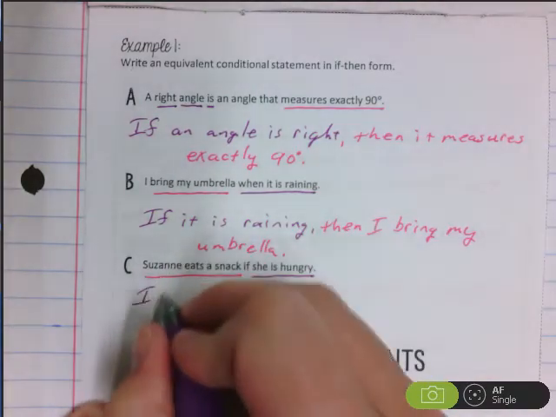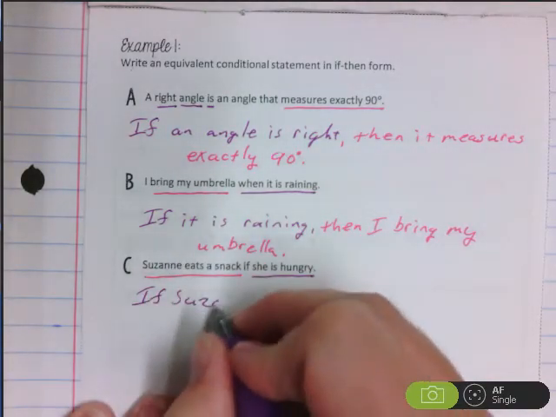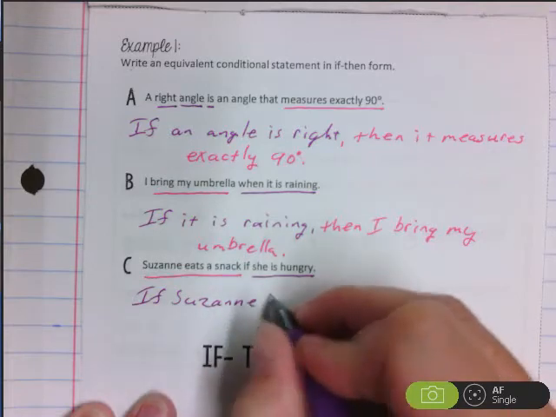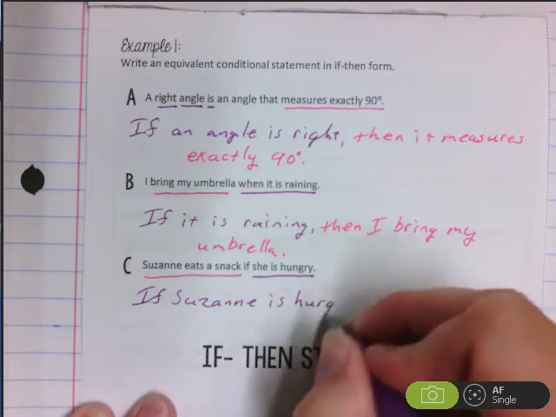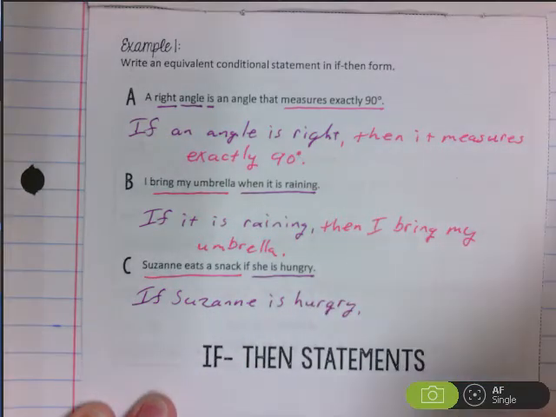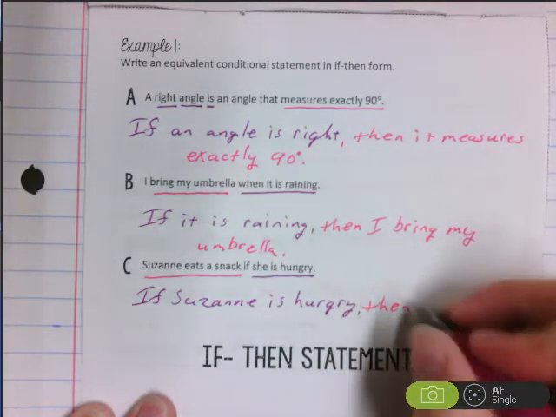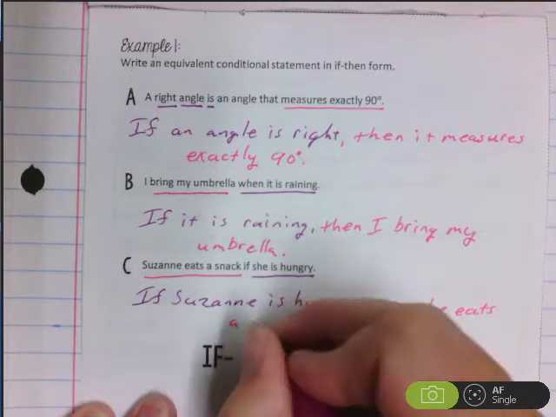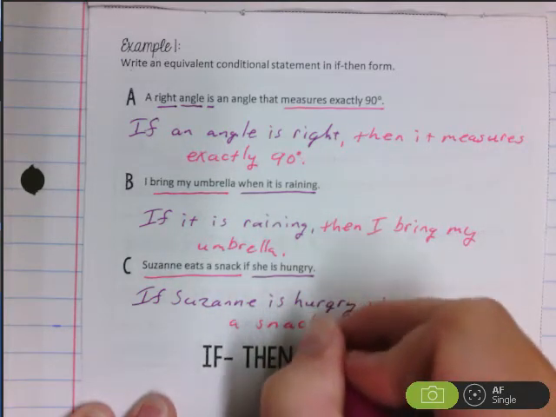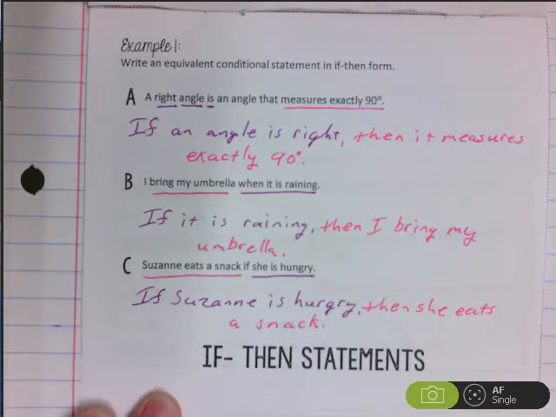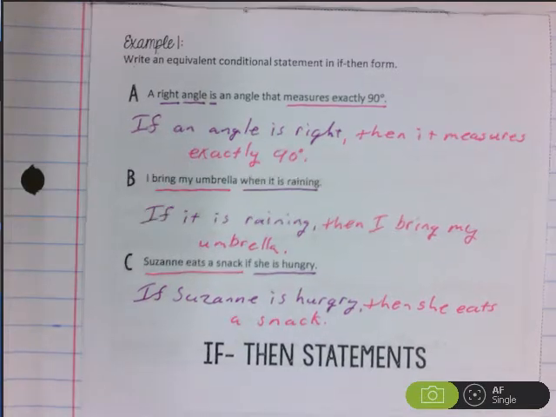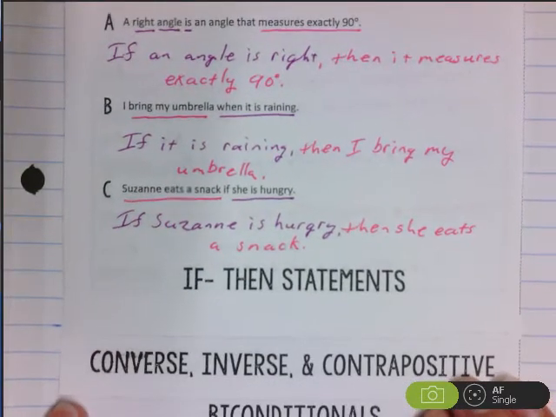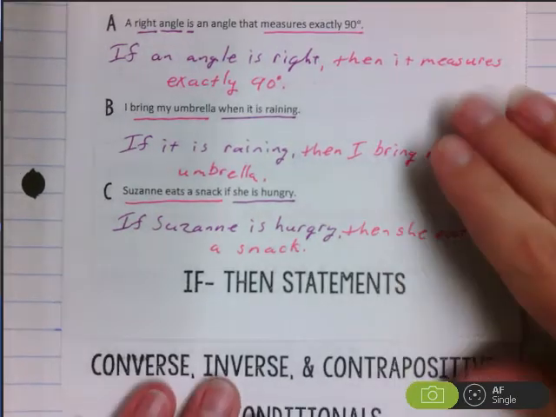Okay, so if Suzanne is hungry, then she eats a snack. Okay, so that's how our if-then statements go. All right, so the next portion is going to be our converse, inverse, and contrapositives.